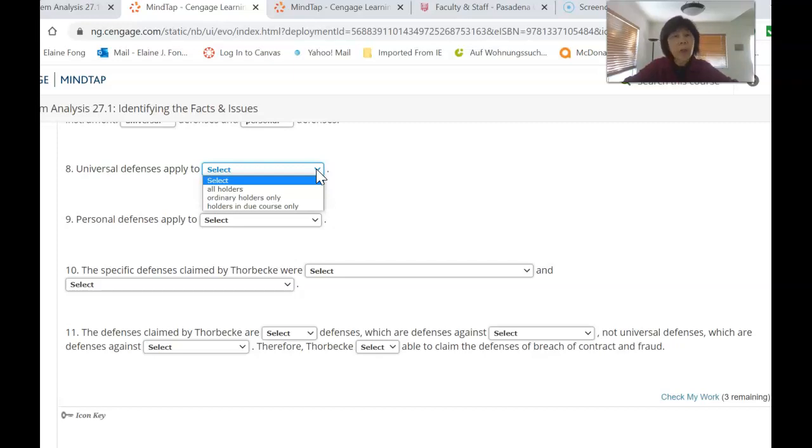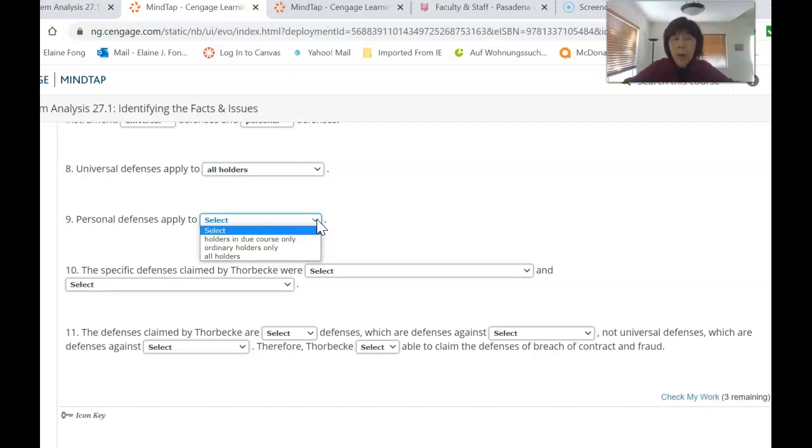Universal defenses are universal. They apply to all holders, including the holder in due course. Okay, so they apply to all holders. Number 9, personal defenses apply to which? Holders in due course only, ordinary holders only, or all holders? Personal defenses are more limited. You can only use them against an ordinary holder, not against holders in due course.